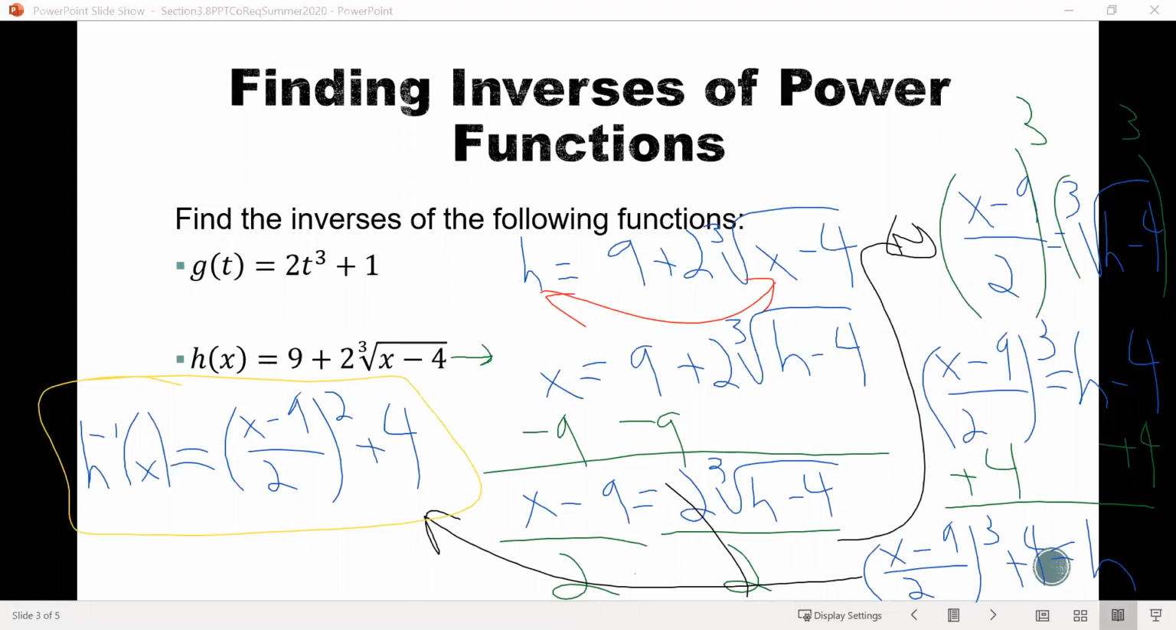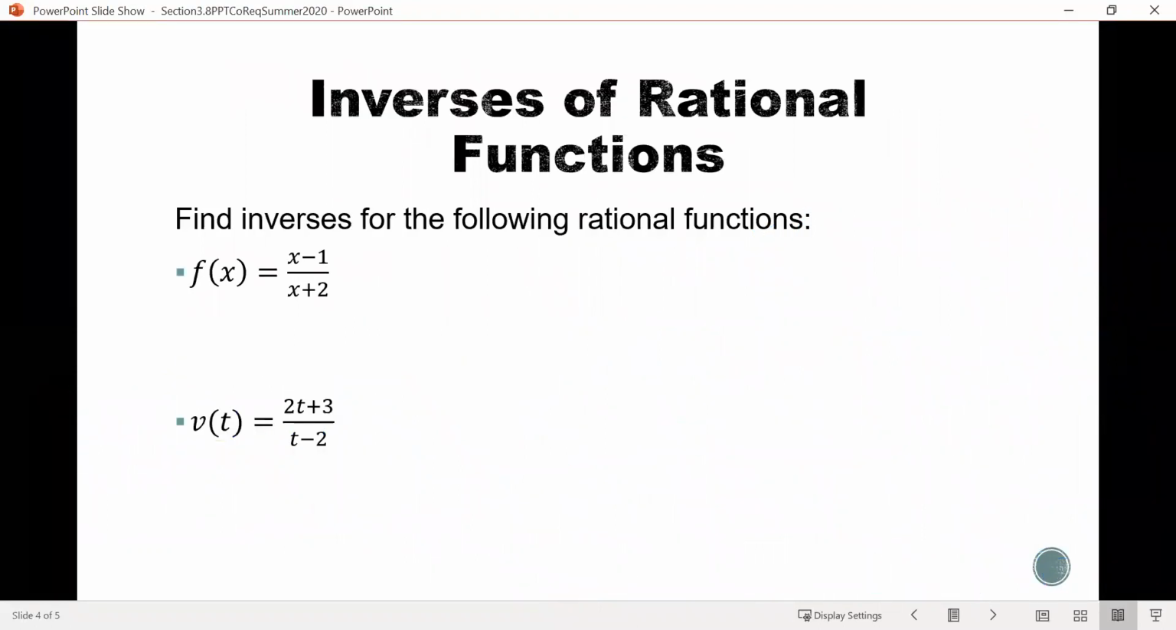And let's now look at finding inverses of rational functions. Okay, so here we have two rational functions, f of x and v of t. Let's find their inverses. So starting with the first one up there, f of x equals x minus 1 over x plus 2. We'll again write this, just like we did in the other ones, as f equals x minus 1 over x plus 2.